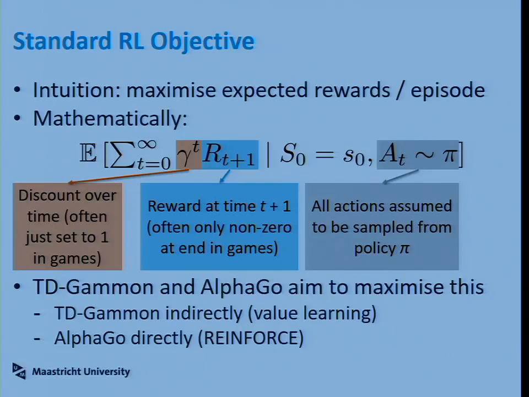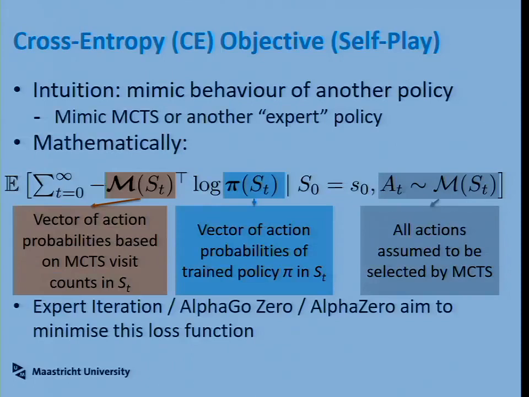In TD-Gammon, it's indirect because they're optimizing a value function, and then you maximize over your values, and then you're indirectly doing this. With AlphaGo, you directly take this objective function and you try to differentiate it with REINFORCE, and then you directly optimize this.